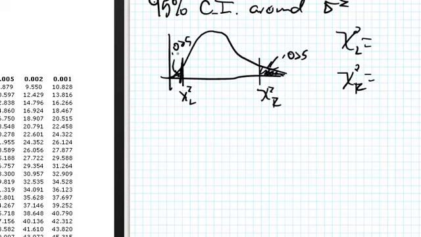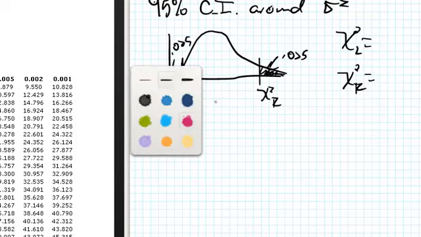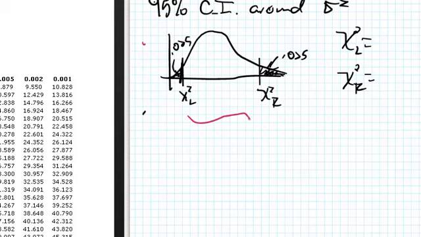So if this is 0.025, then everything to the right of it way out here is 0.975. So I go onto my chart, I go down to 9 degrees of freedom, and what do I end up with? 2.7. All right?